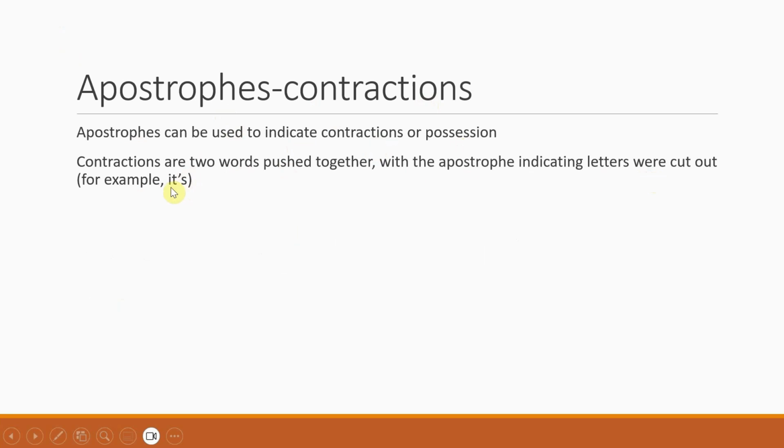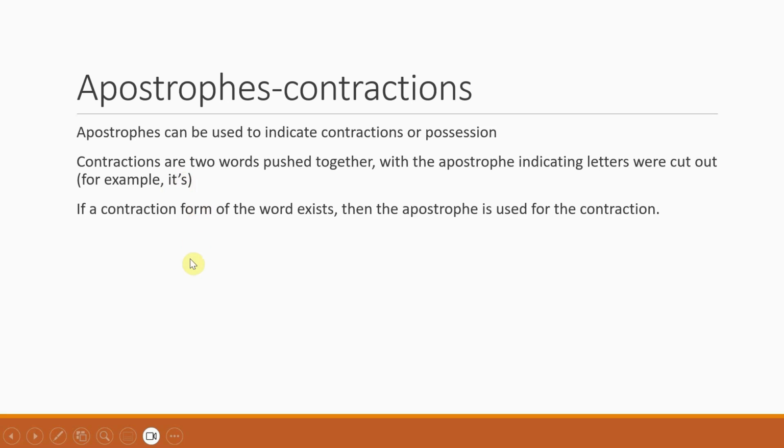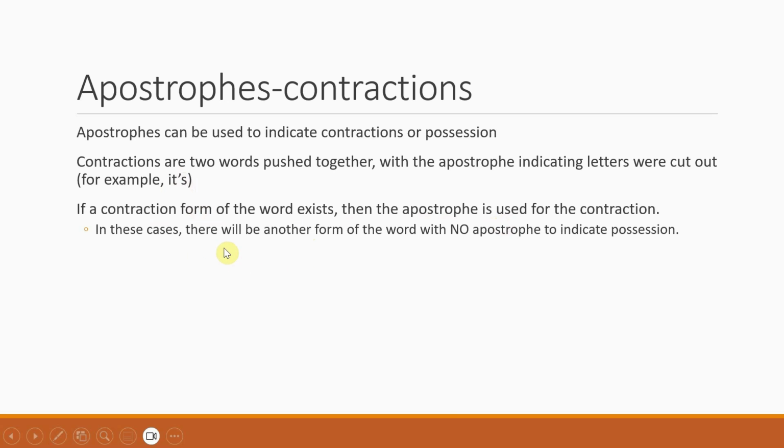So an example of that is the word it's. That is short for the two words it is being pushed together, but we got rid of the letter I, and where that I should be is where we put the apostrophe. Now keep in mind, because this is the English language and there are lots of similar words out there, if a contraction form of a word exists, then that's what the apostrophe is going to be used for, the contraction. In these cases, there's going to be another form of the word with no apostrophe, and that's going to be the version for possession, if possession makes sense for that.